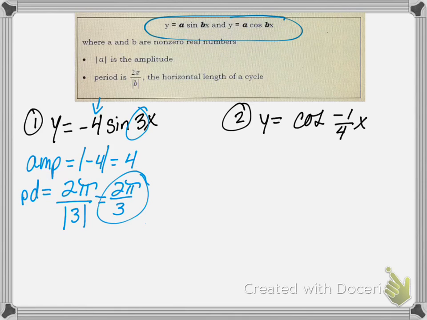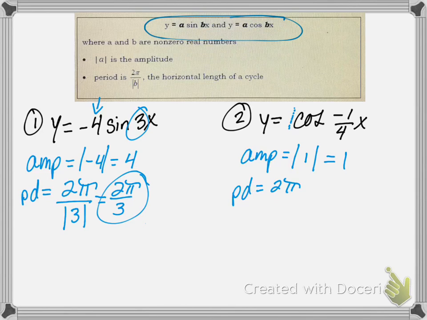Let's take a look at number 2. So in this case, with the amplitude, I don't see a number in front of the cosine, but I treat it kind of like a variable, where if there's no number in front, there's that invisible 1. So in this case, the amplitude is the absolute value of 1, which is just 1. Now, for the period, this one is a little bit trickier because I have a fraction, but I'm still going to solve it the same way.